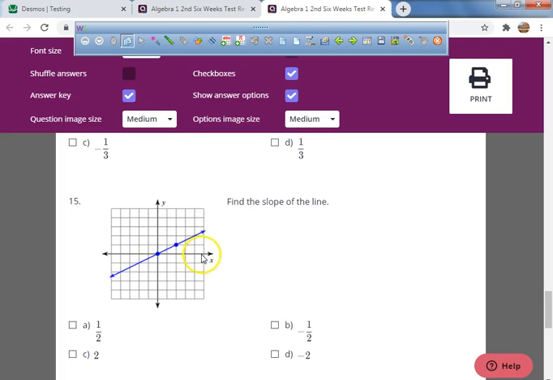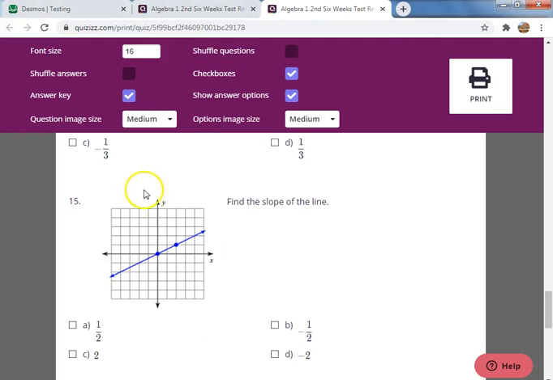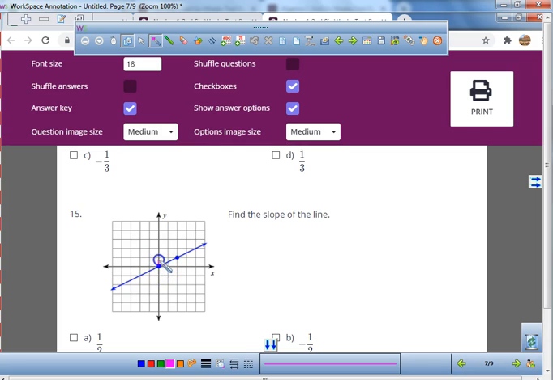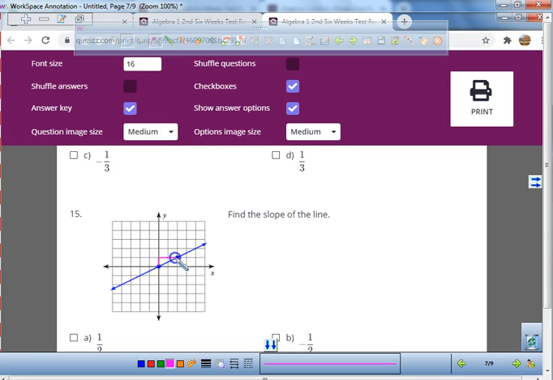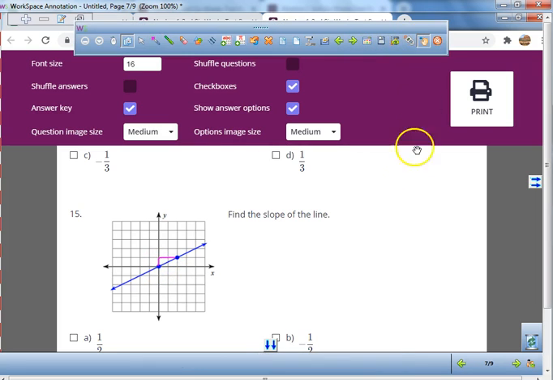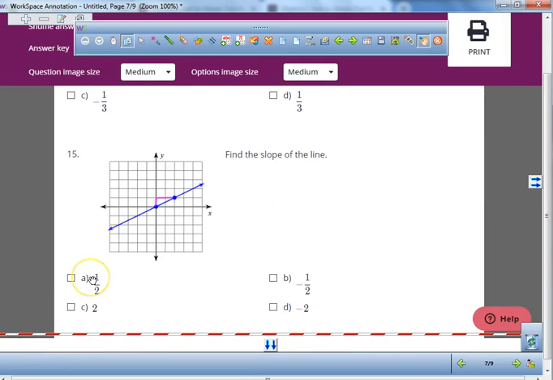Is this a positive slope line or a negative slope line? Positive. How much does it go up? 1. How much does it go over? So what does that mean our slope would have to be? 1 over 2. So here's what I want you guys to see. I want you guys to see the difference between a 1 over 2 slope and a 2 over 1 slope.